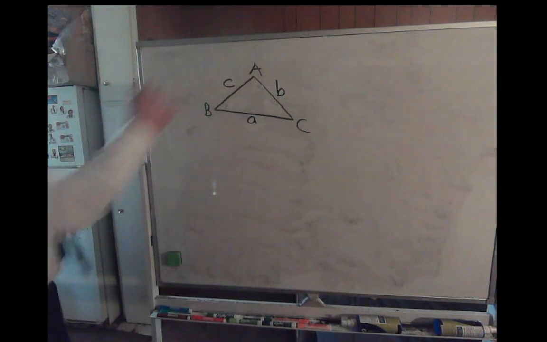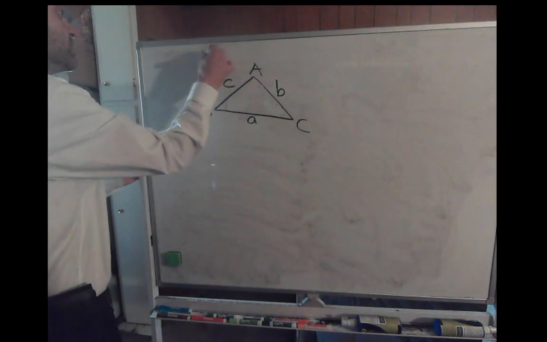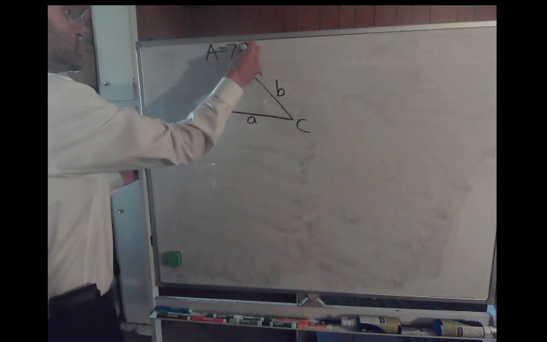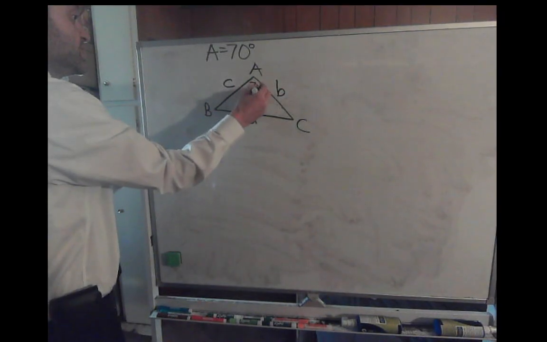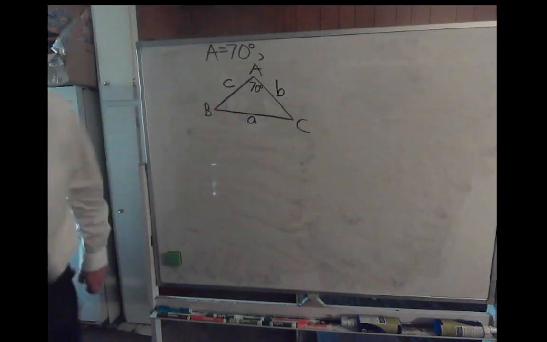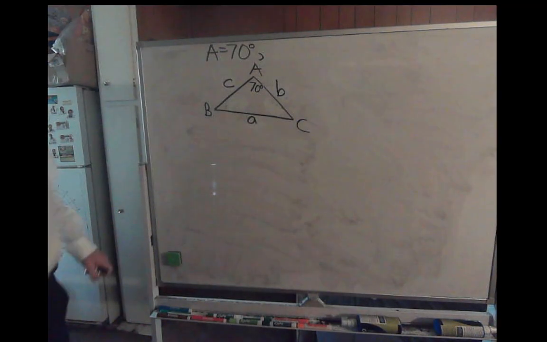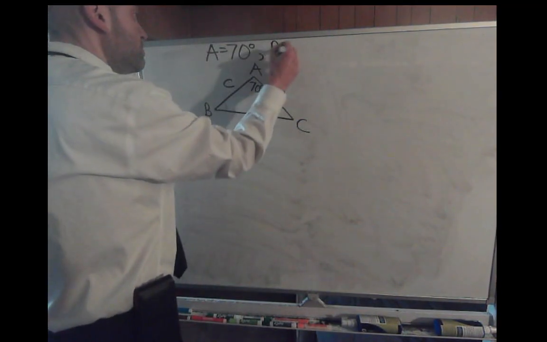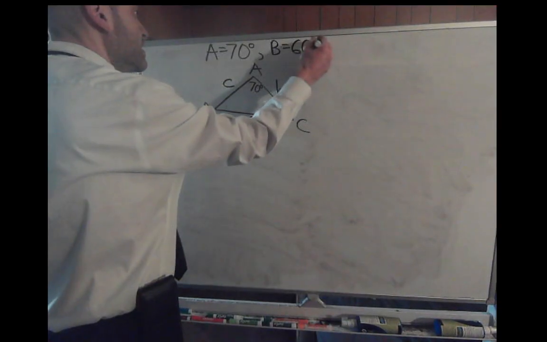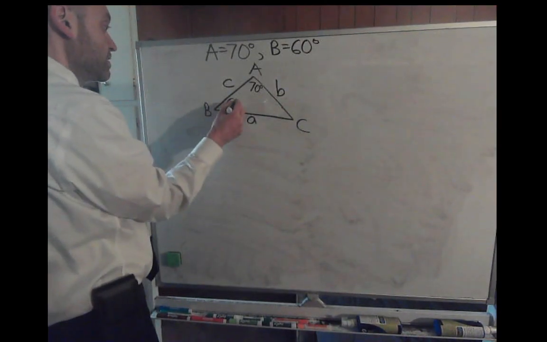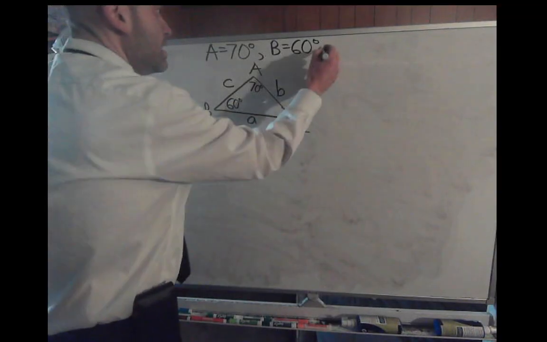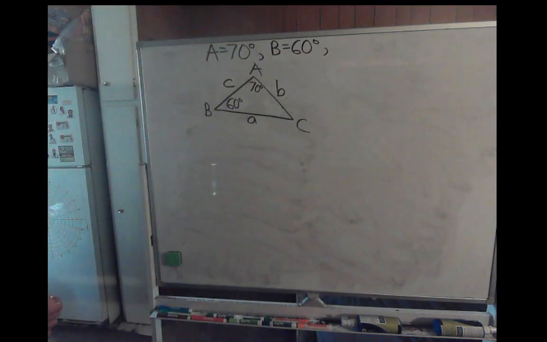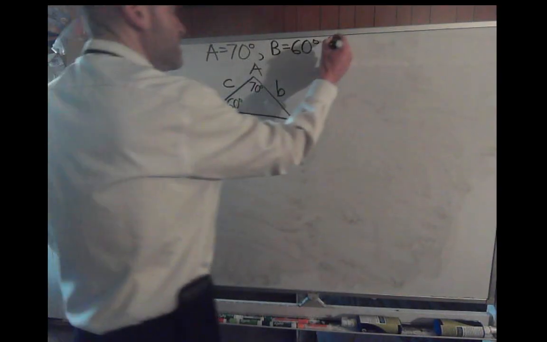Alright, so let's see. A is equal to 70 degrees. So here's 70 for A. What else do we got? Angle B is 60 degrees. So good, we know two of the angles. That's going to help us. So B is 60 degrees. And then we are given a side of C being 25.